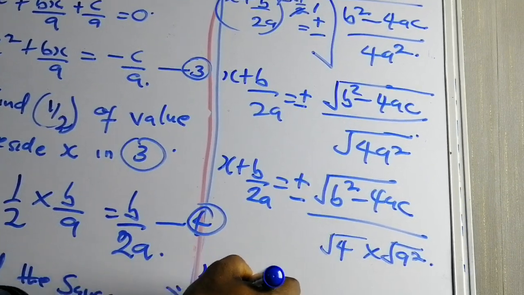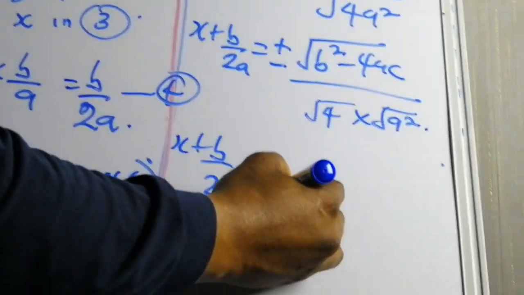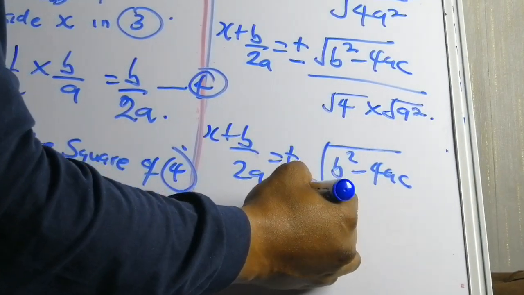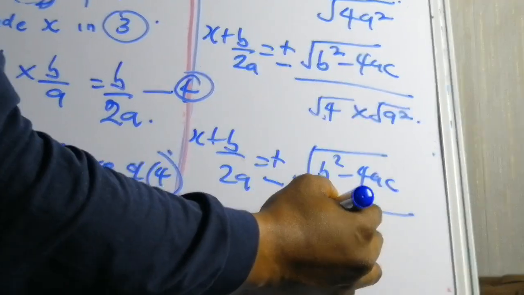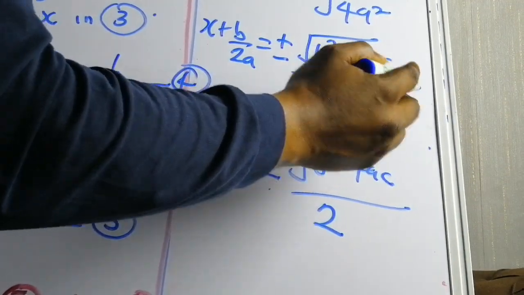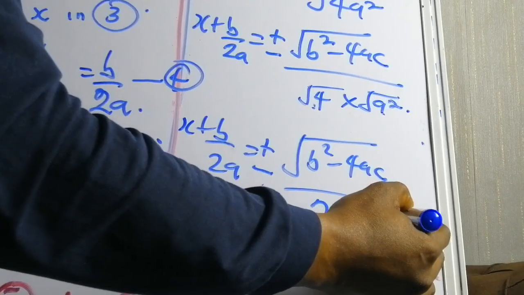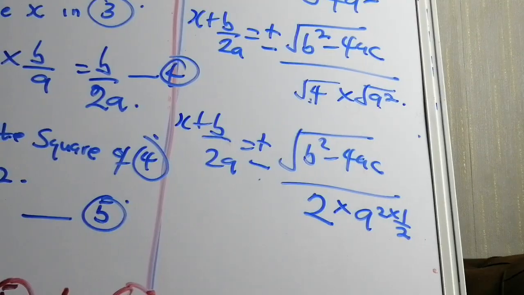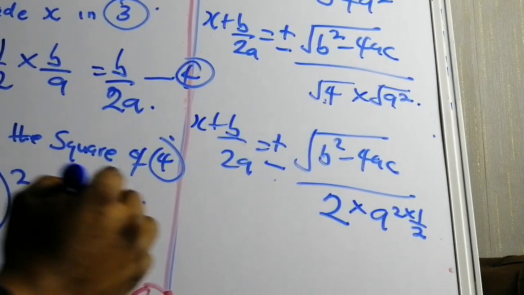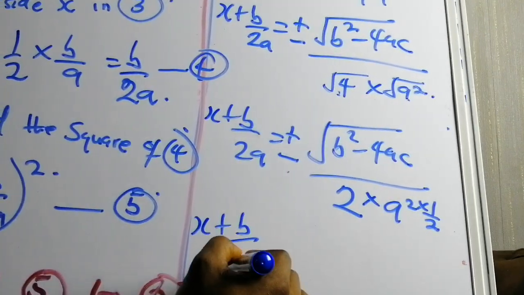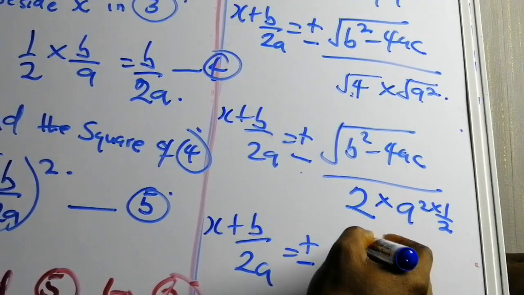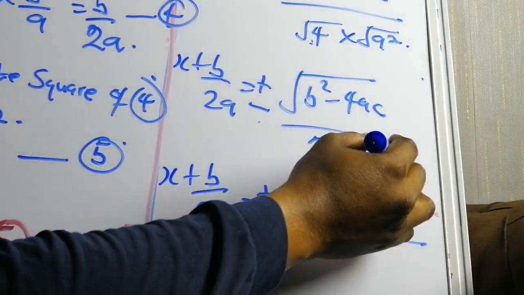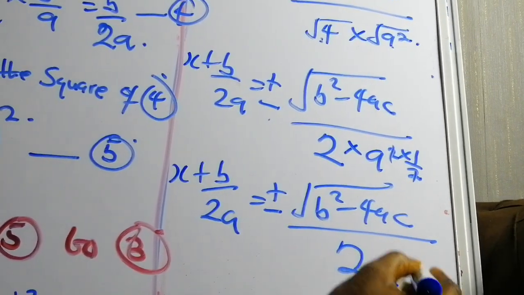So this is the same thing as x plus b over 2a equals plus or minus b square minus 4ac, all over square root of 4, which is what? 2. This one, don't forget, is the same thing as a square times power half, like the way I did here. Square root is the same thing as what? Power half. Okay? So this one is the same thing as x plus b over 2a equals plus or minus b square minus 4ac over 2. We cancel 2 here. This is what? 2a.